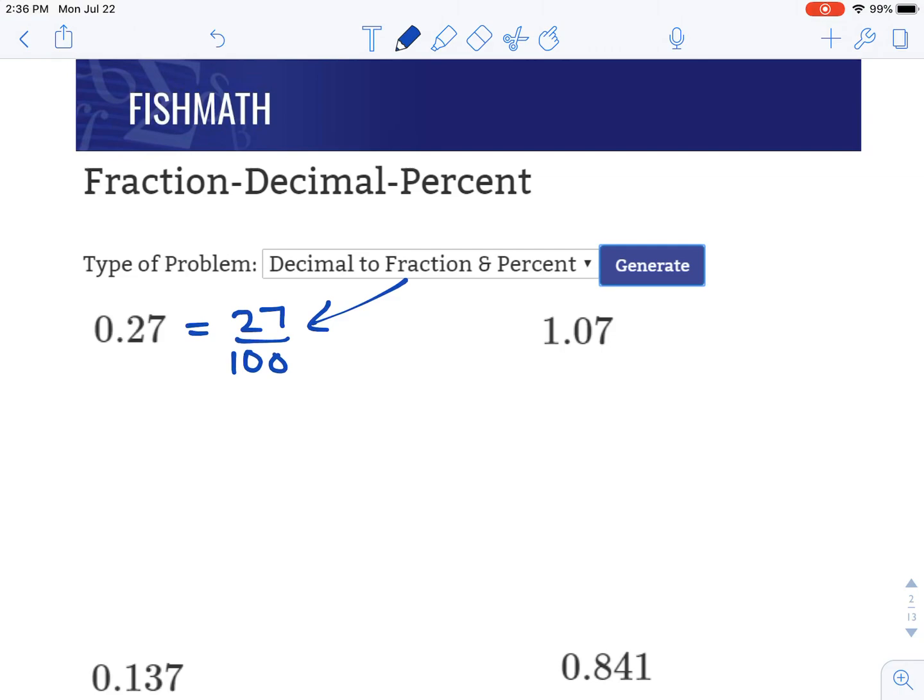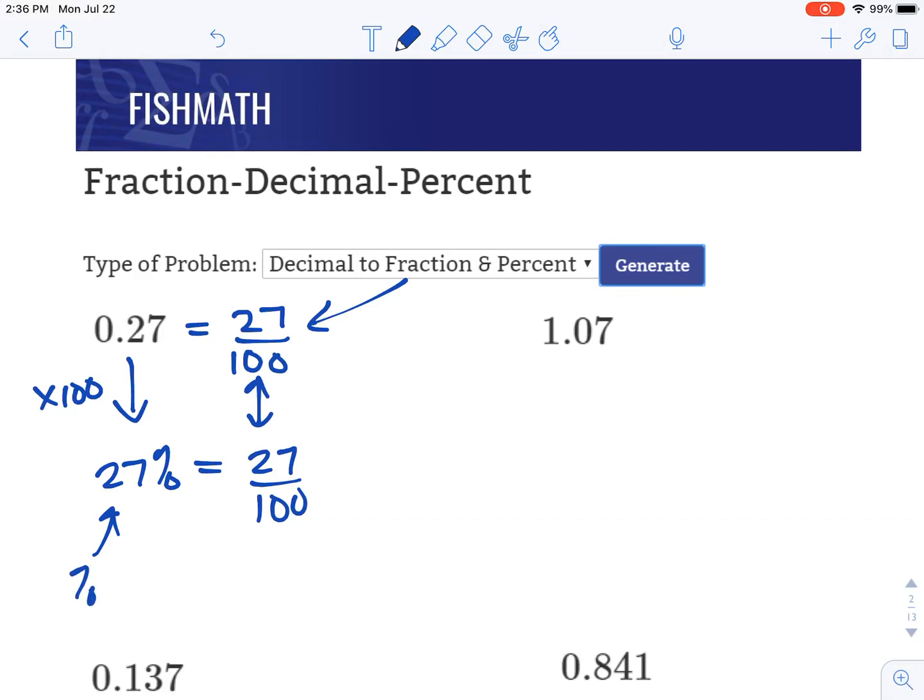Now to make it a percent, we simply take the decimal and multiply by 100 and we get 27%. Again, this is equivalent because percents are out of 100, so that would be 27 out of 100, which is obviously what we just had right there. So there's our percent, and there is a fraction that represents this situation.